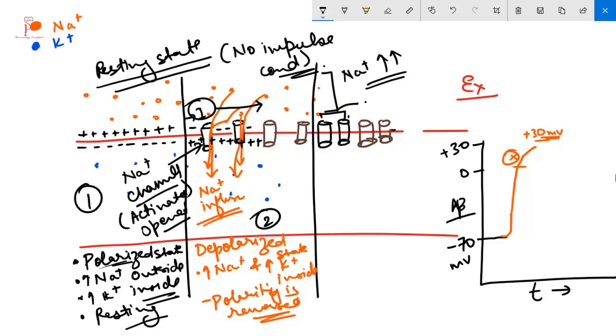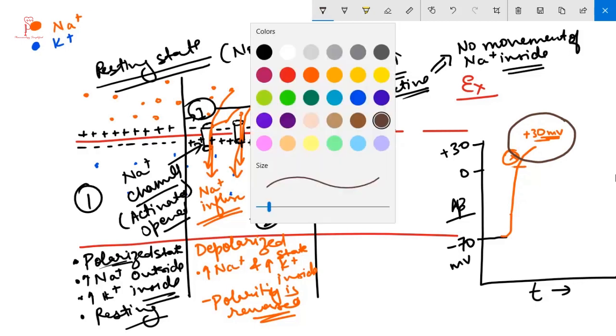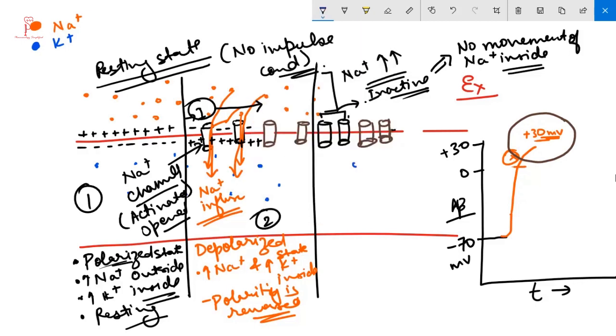So what is happening now? These sodium channels have become inactive, which implies that there is no movement of sodium inside. And these potassium channels have now opened in response to this change in polarity. Since this polarity has changed, now these potassium channels will open up.